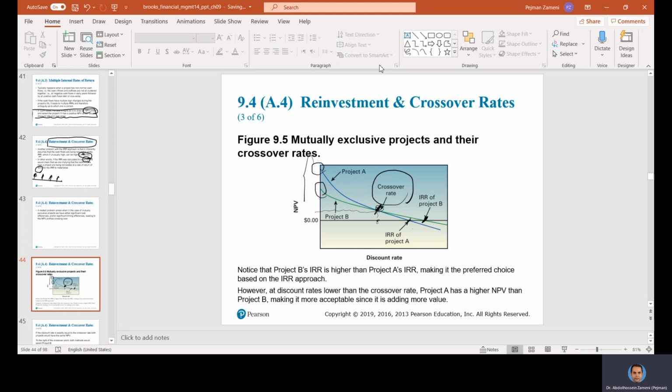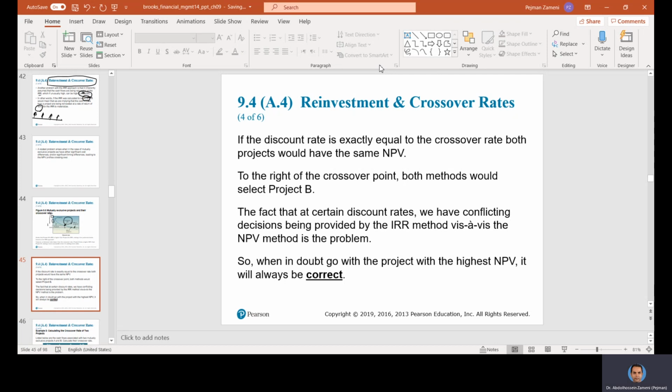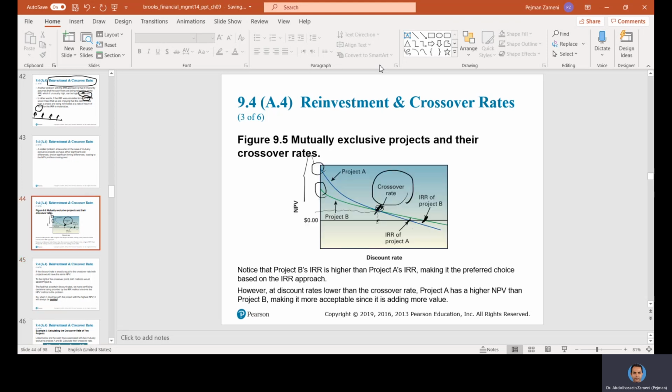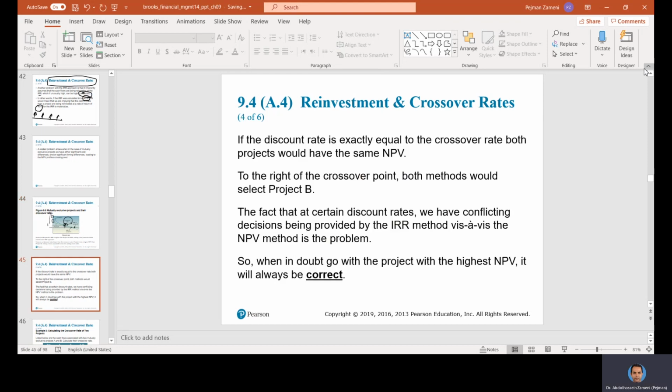Notice that project B's IRR is higher than project A's IRR, making it the preferred choice based on the IRR approach. However, at discount rates lower than the crossover rate, project A has a higher NPV than project B, making it more acceptable since it's adding more value. If the discount rate is exactly equal to the crossover rate, both projects would have the same NPV. To the right of the crossover point, both methods would select project B.